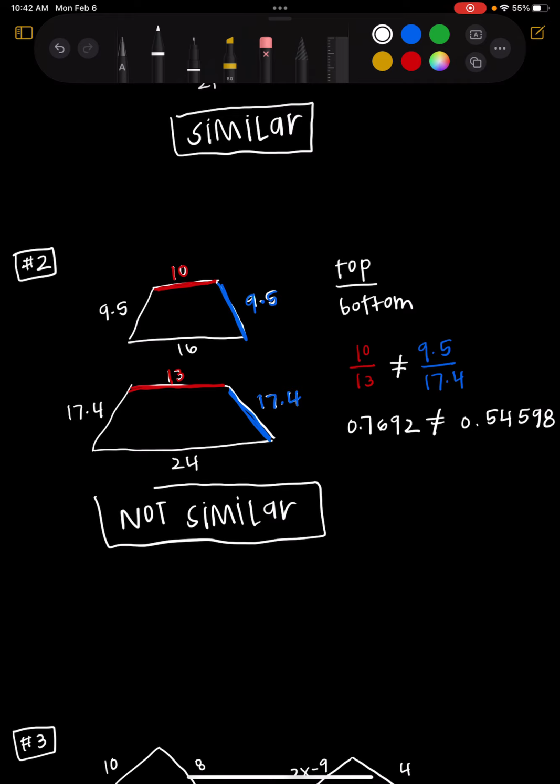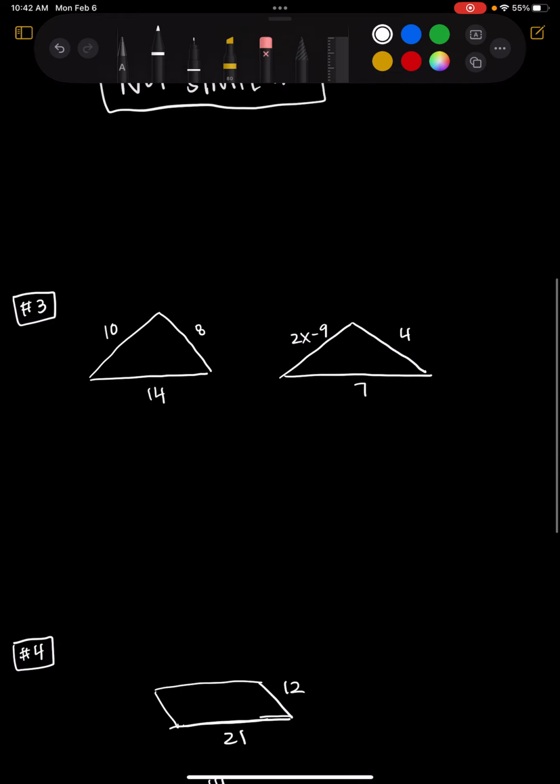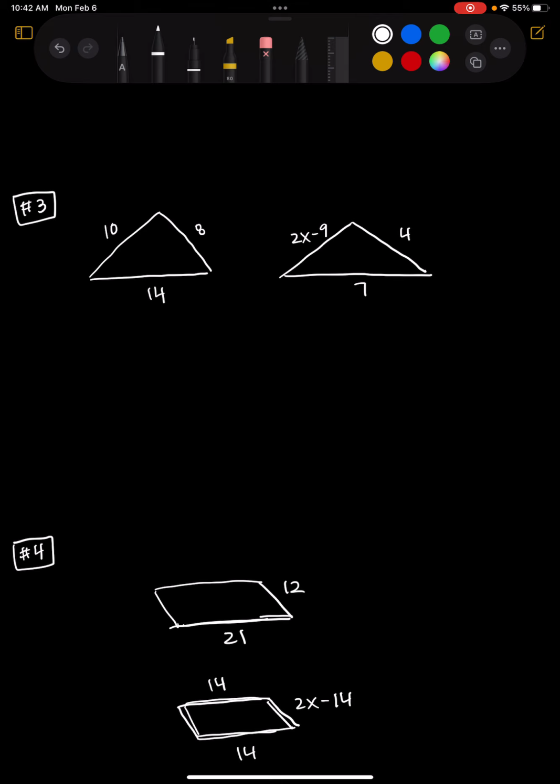All right, so now for the next two examples, what we're going to do is assume that the two shapes are similar and set up proportions to solve for x. So we're going to do it really similarly. What I'm going to do is, this time, because they're on the sides of each other, I'll do the left shape over the right shape.